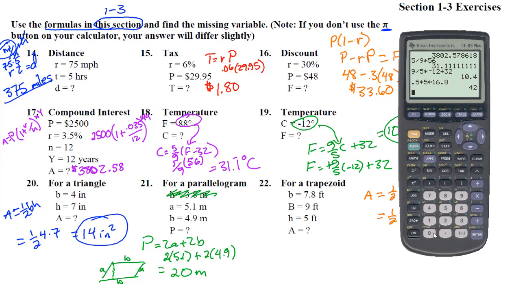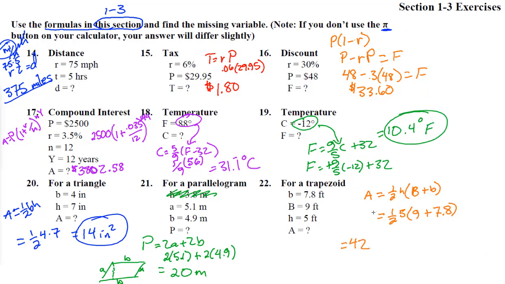What does that enter? 42. Now, what dimension are we in? 42 what? Is it feet? Feet squared. This is an area. It's second dimension, and it is feet squared. Areas will always have a little 2 on their units. Excellent.